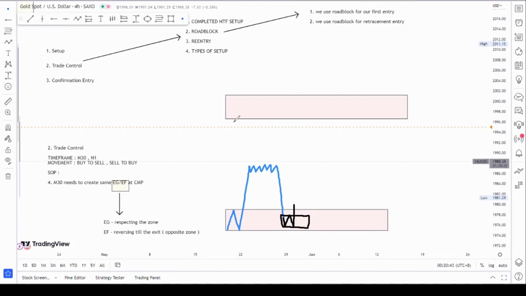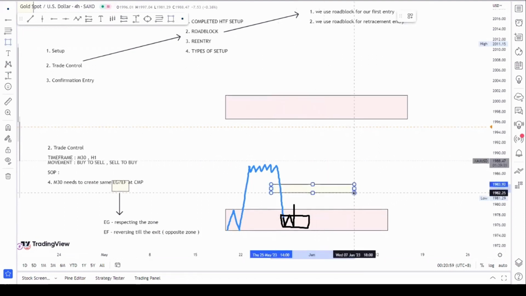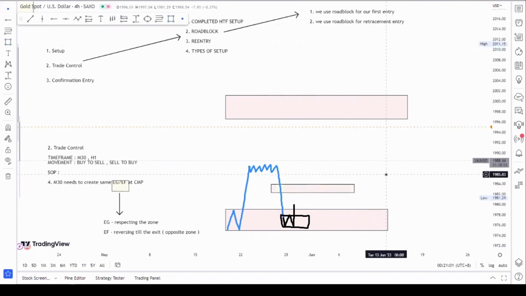And then for an example, we have the roadblock here. Okay, sorry, my drawing. All right. This is our roadblock. The red zone is our roadblock. So this is the M30 sell zone. So when the price pulls back and then creates a confirmation entry around here, it went up to the top. Wait, before that, let me draw another roadblock.